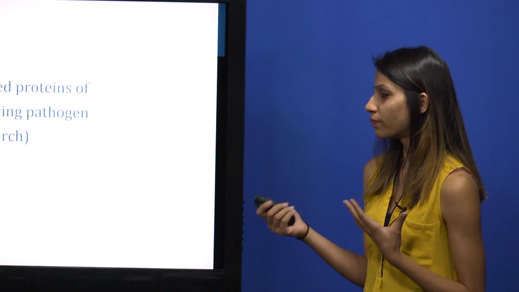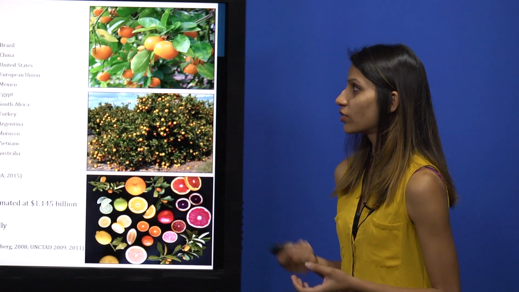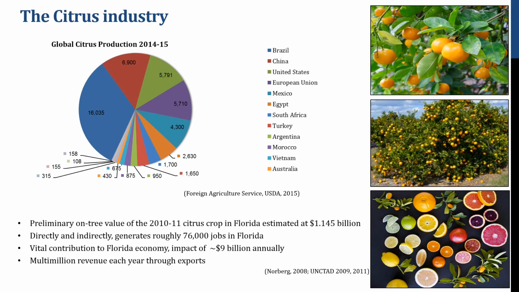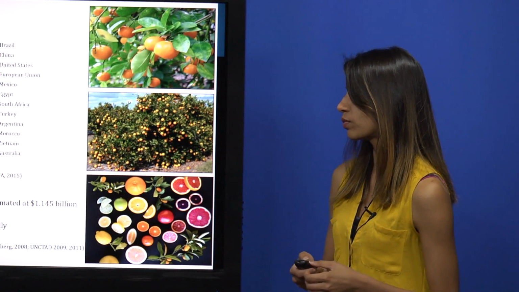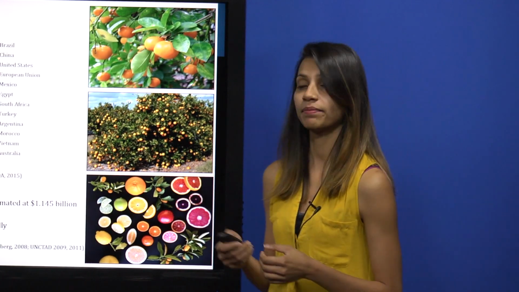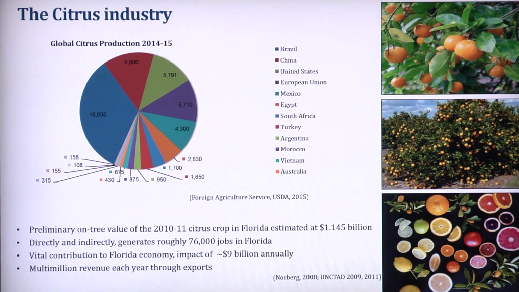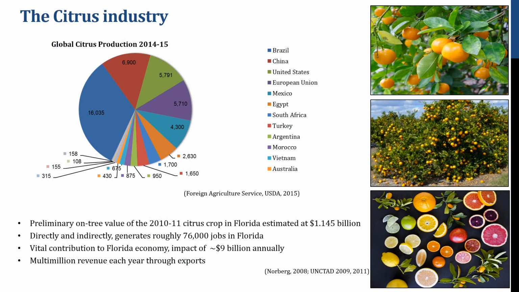So my first topic is regarding citrus greening, which you all must be very familiar with here in Florida. The citrus industry is very, very economically significant for a state like Florida, where citrus is one of the primary crops which are grown. In Florida itself, it has an impact of about $9 billion annually, and it also provides thousands of jobs in Florida, and also creates a lot of revenue through trade and export.